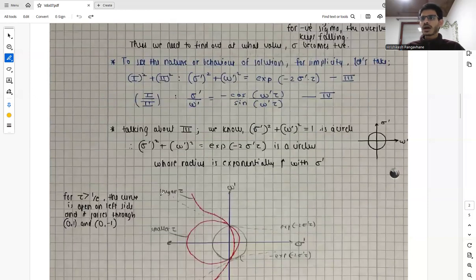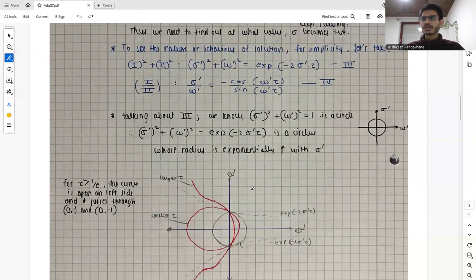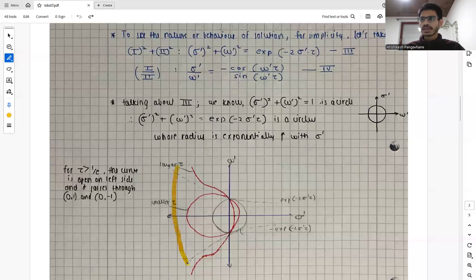So for tau greater than 1 by e, the curve is open on the left, meaning that it converges at infinity, and it passes through (0, 1) and (0, -1). These two points are crucial to the nature and behavior, and in a little while we'll get to know the importance of these points. And let's analyze the behavior.